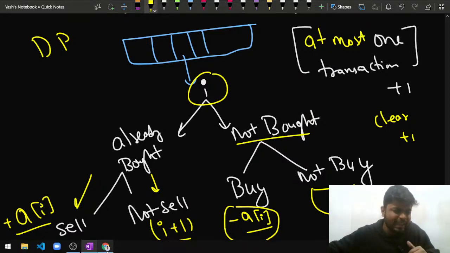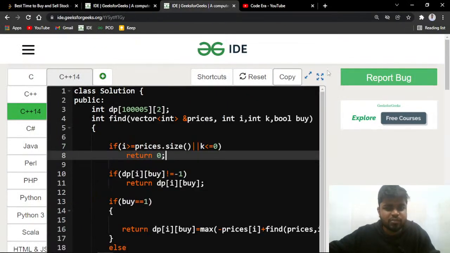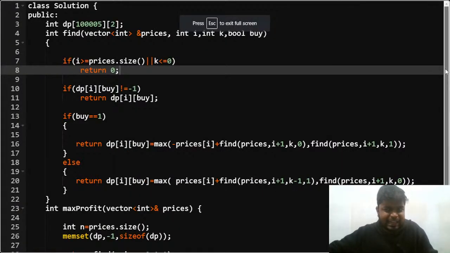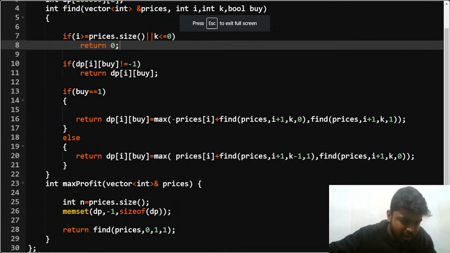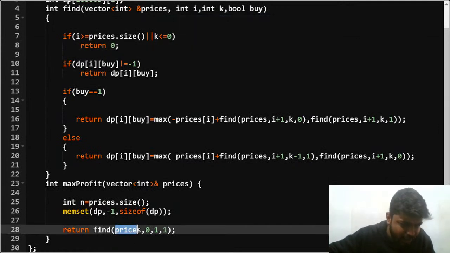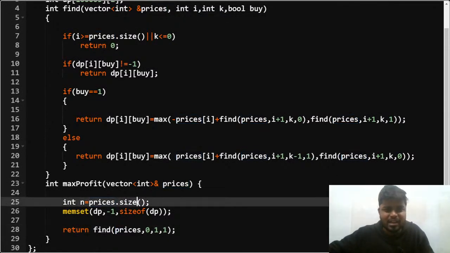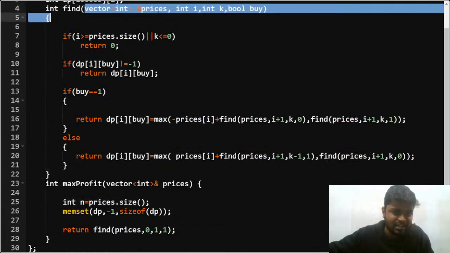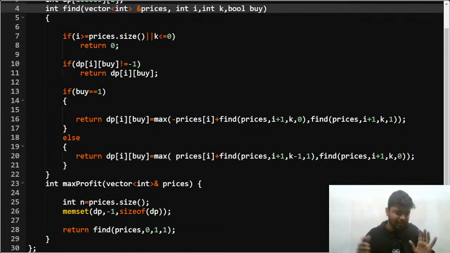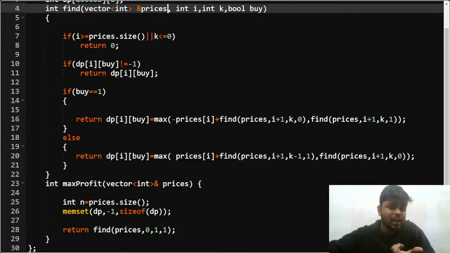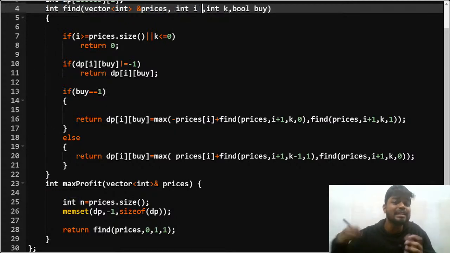So let me show you how I've implemented the code for this particular problem. I'll also tell you why memoization is important. I'll have a vector of prices. What does this prices mean? Vector of prices simply indicates the price of the stock on the ith day. What is i? i is nothing but the index.